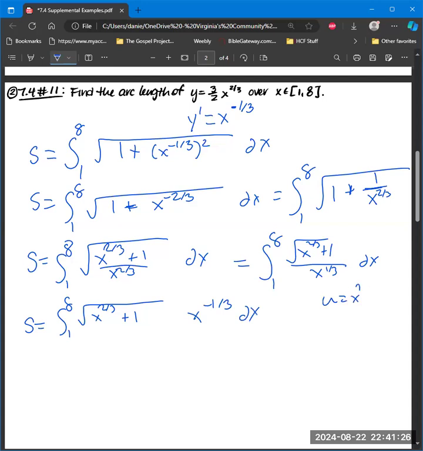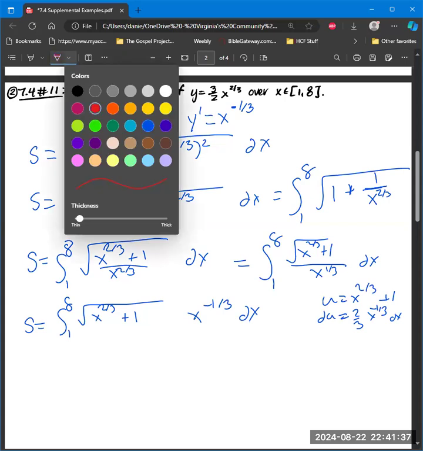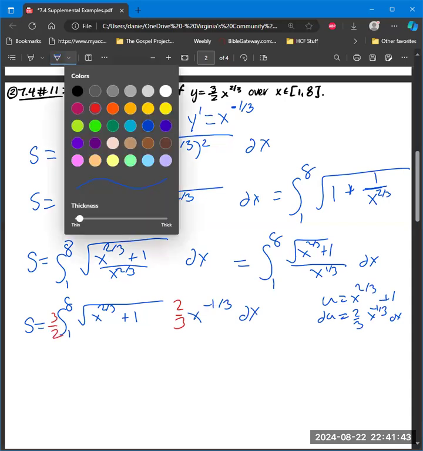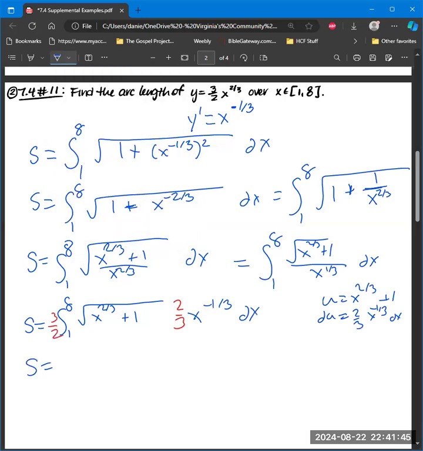U is going to be x to the 2/3 plus 1. Du is going to be 2/3 x to the negative 1/3 dx. So I need a 2/3 to fix this and a 3/2 on the outside to complement that. S is equal to 3/2. Let's go ahead and change everything to u here.